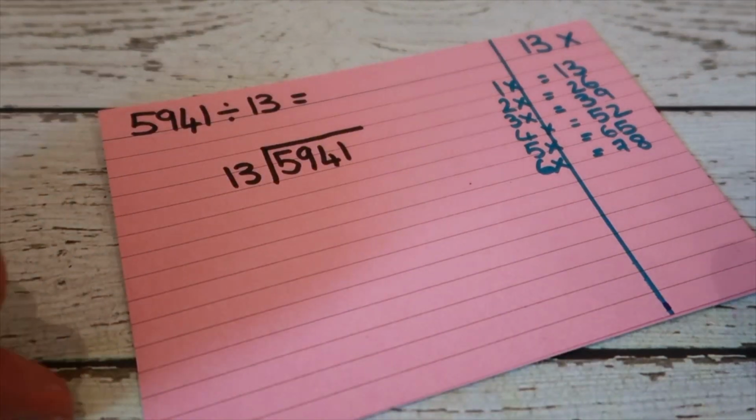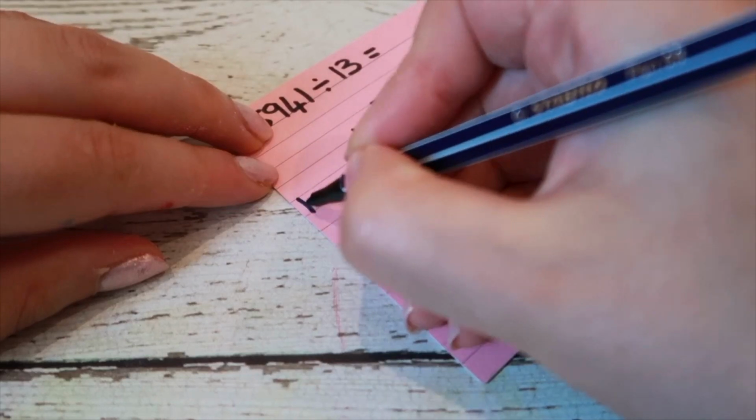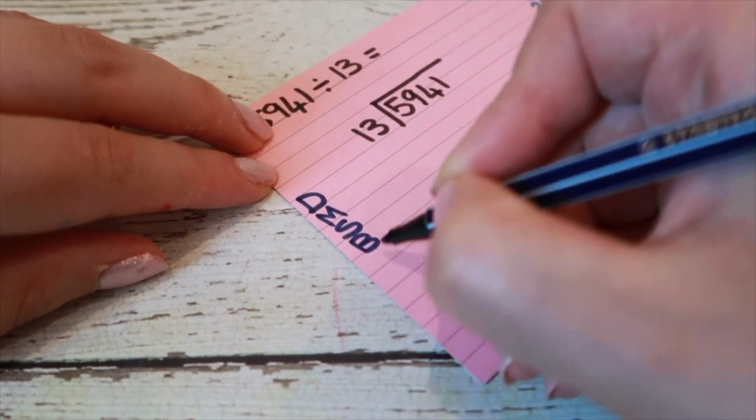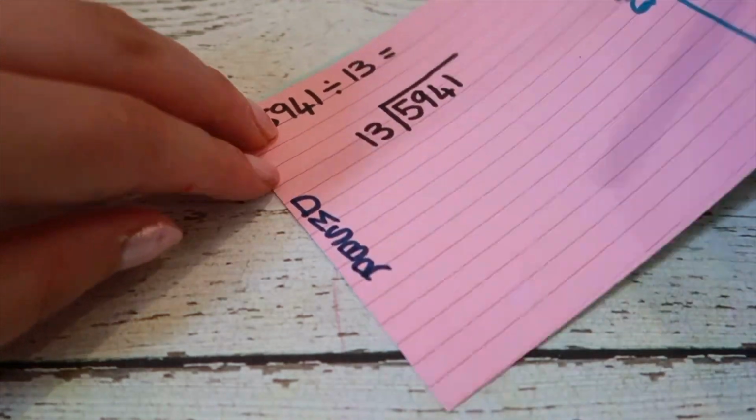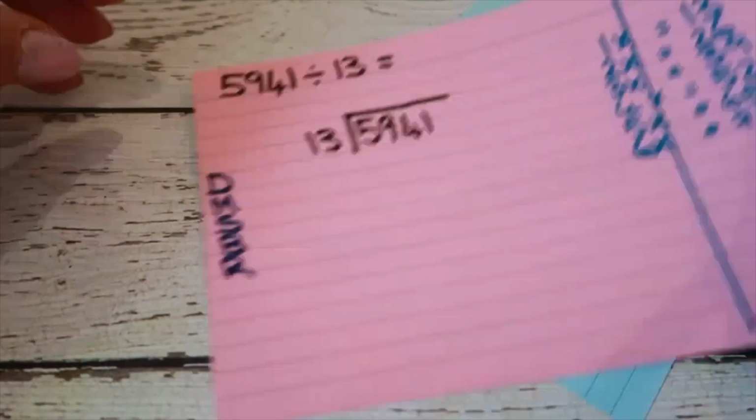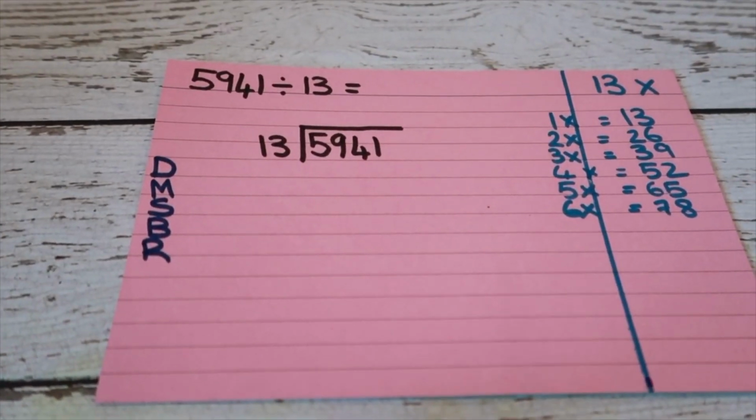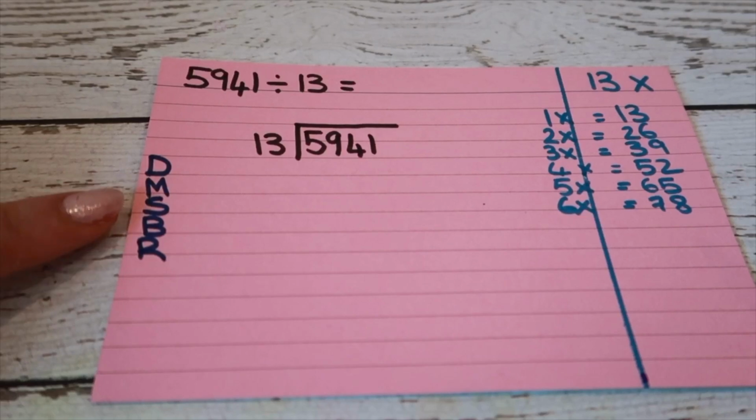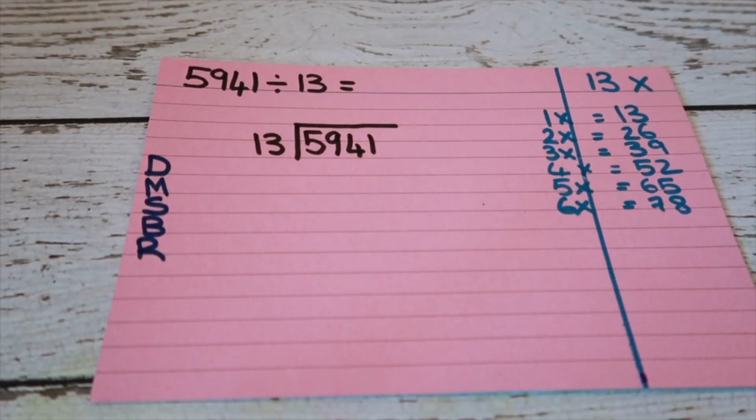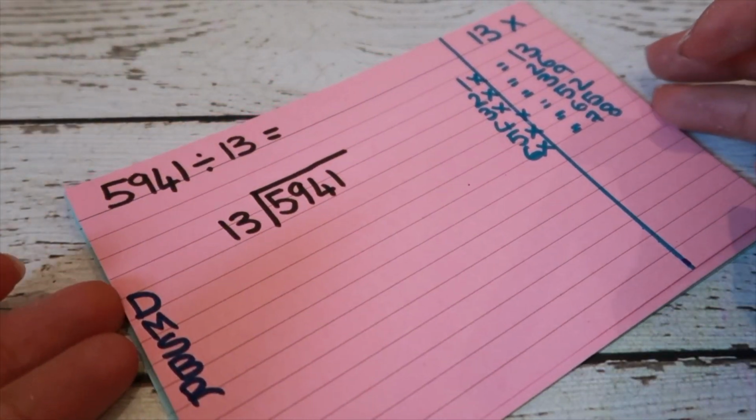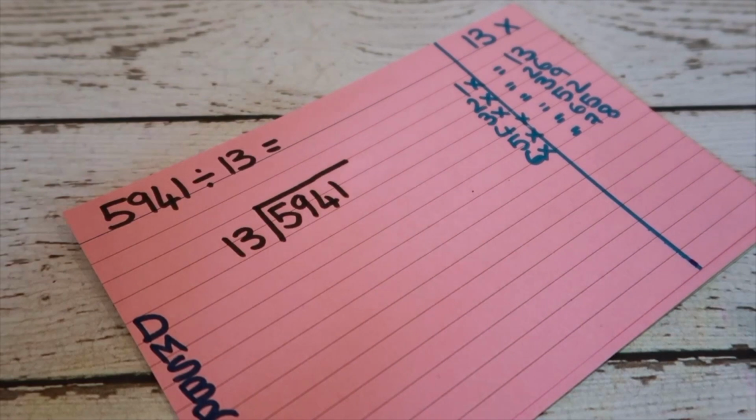Okay, so 5,941 divided by 13. I've written my 13 times tables, and then step number 2 is just to write my letters. Do monkeys sniff brown rats is how I like to remember it. Divide, multiply, subtract, bring down, and repeat. Okay. So I'm going to divide first. So I'm going to take the digits 5 and 9. So I've got 59 divided by 13, and I'm going to be checking my times tables on the side.